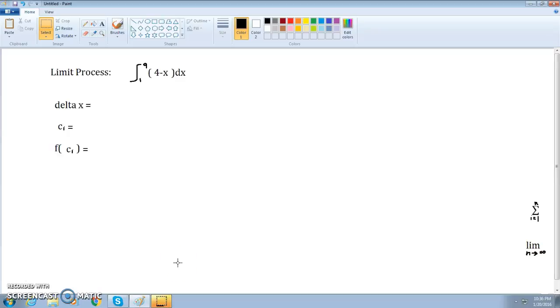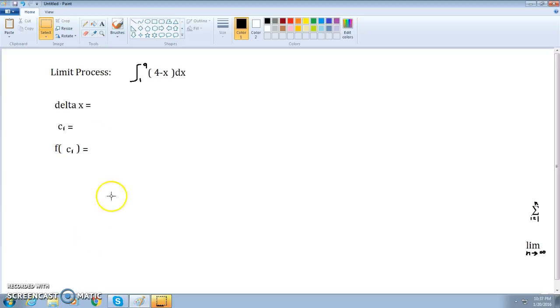The definition of the limit process is for the integral from a to b of the function f of x dx, it is equal to the limit as n approaches infinity of the summation from 1 to n of f of c sub i delta x. I'm going to be showing you how to do this for this problem, the integral from 1 to 9 of 4 minus x dx.